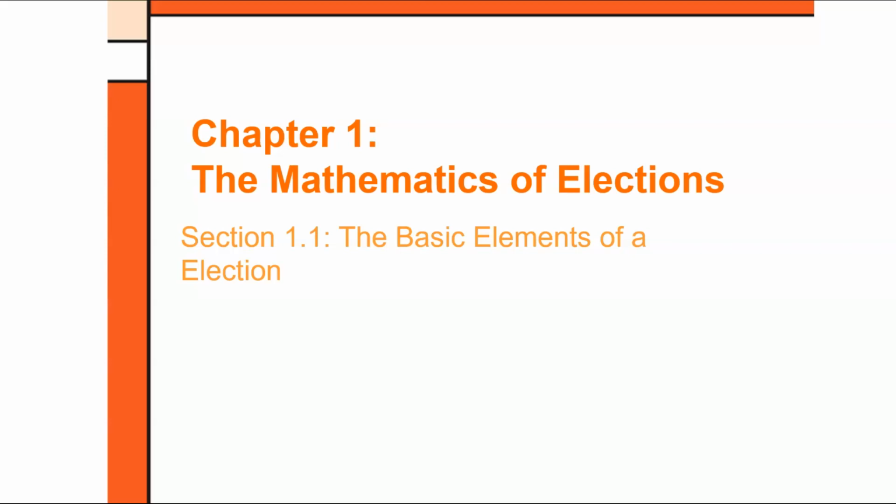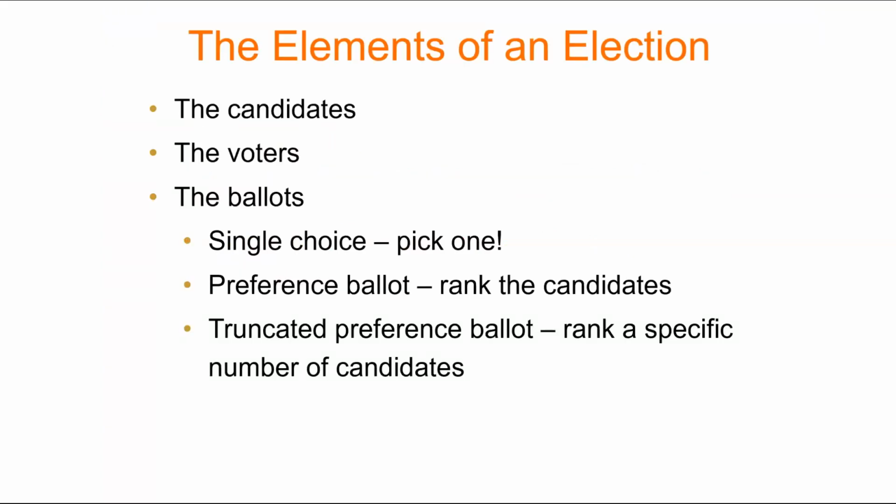So starting with Section 1.1, the basic elements of an election. We have the candidates, the voters, and the ballots. And we have three different kinds of ballots. We have the single choice, where you're going to be given all the candidates and you just pick one. We have the preference ballot. Now this is where you're going to have all the candidates getting ranked. So if you have 10 candidates, you list 1 through 10. And then a truncated preference ballot is where, okay, maybe you have 10 candidates, but we only care about your top 3. So we're going to ask you to rank the specific number of candidates.